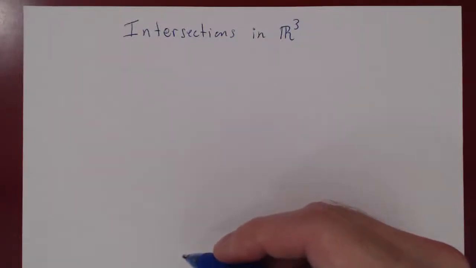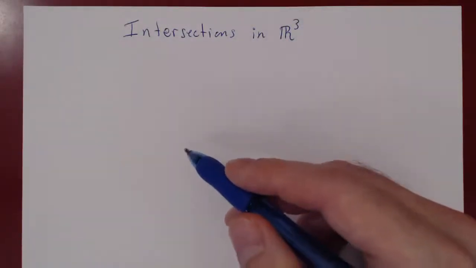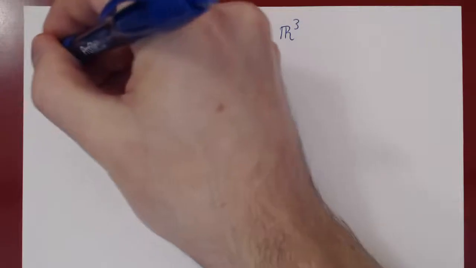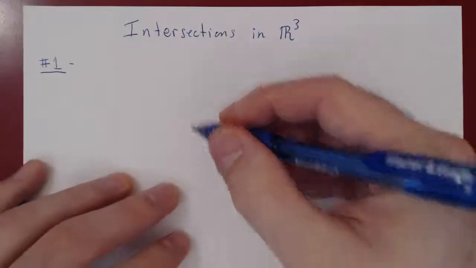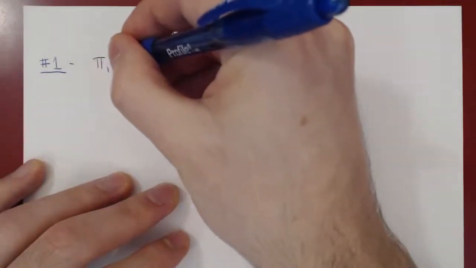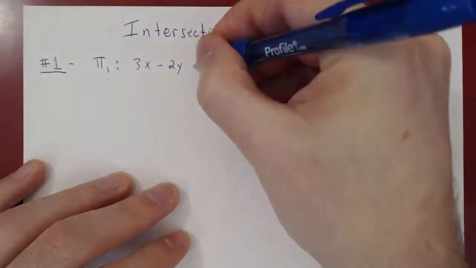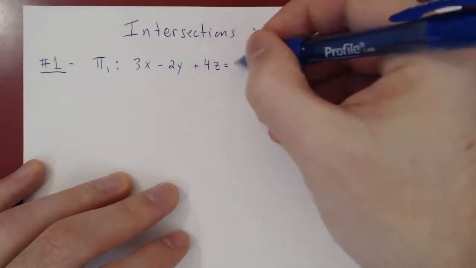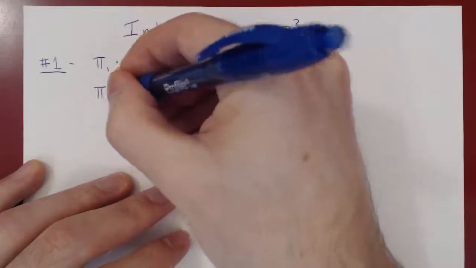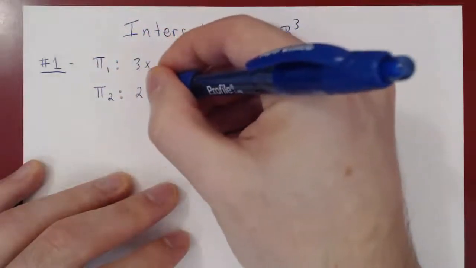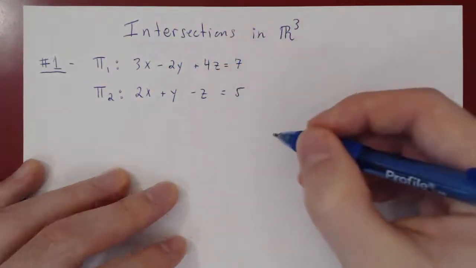Okay, so in this video, we will consider three problems of intersection in R3. Let's begin with our first problem, number 1. Consider, say, two planes in R3. So we'll call the first plane pi1, given by the equation 3x minus 2y plus 4z equals 7. And let's consider pi2, our second plane, with equation 2x plus y minus z equals 5.